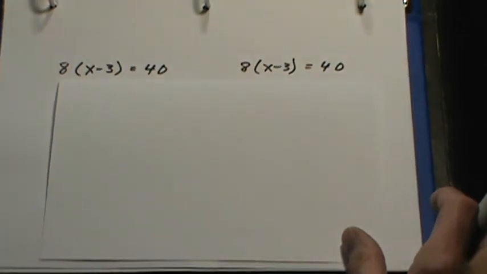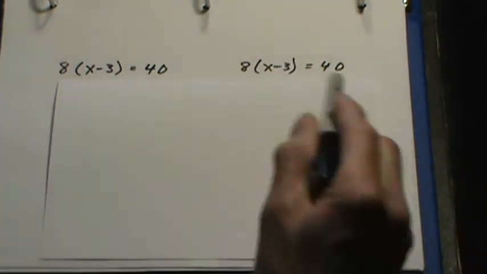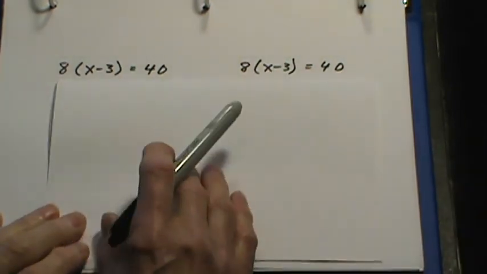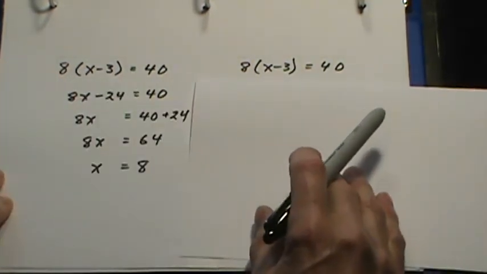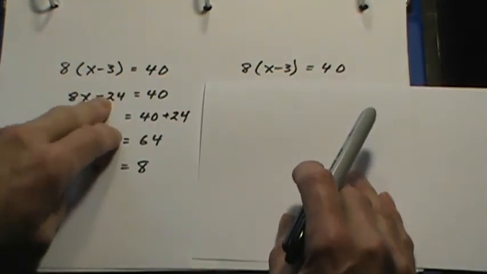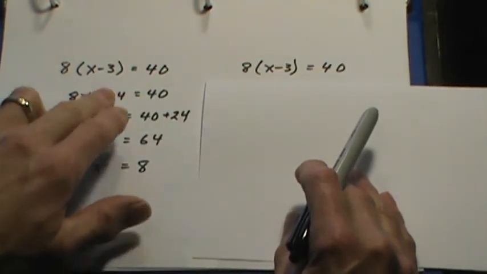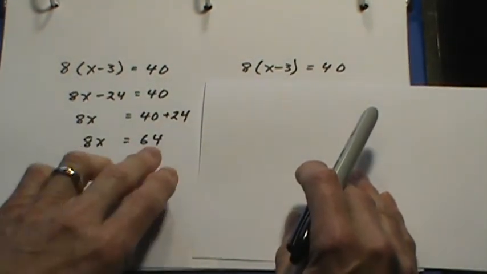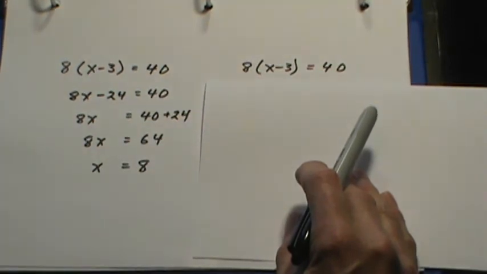Okay, one last example. I want to show you 2 ways to do an equation like this. One way is to multiply the 8 into the bracket. 8x minus 24 equals 40. Move the 24 over as plus, add them together, and that gives us an answer of 8.